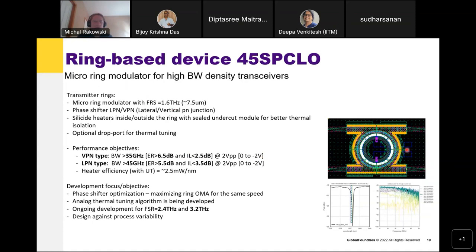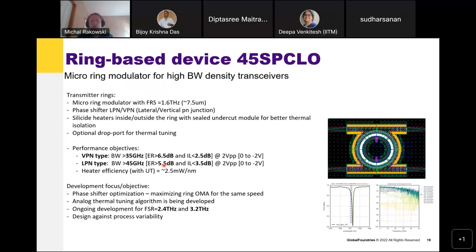And the objective, of course, for us is to work with both types of the junctions, depending on the application. The more efficient VPN will probably be a little bit slower, working up to 35 gigahertz. With the LPN junction, you could probably push faster, but there would be some compromise on the speed.